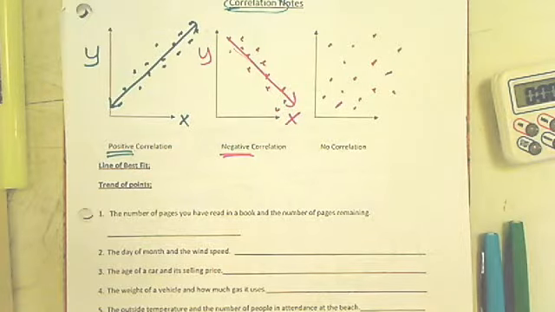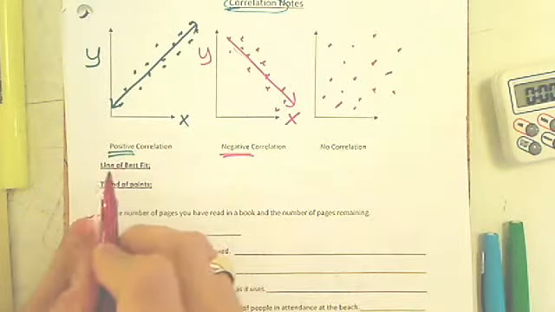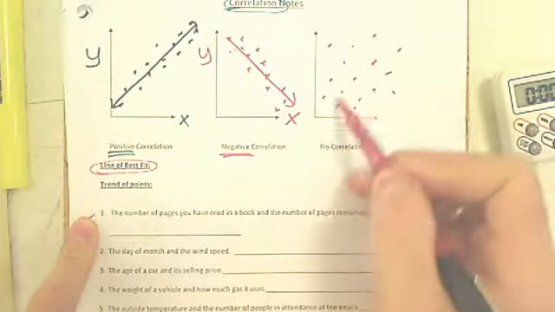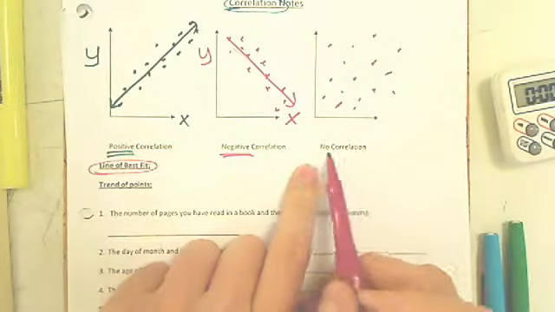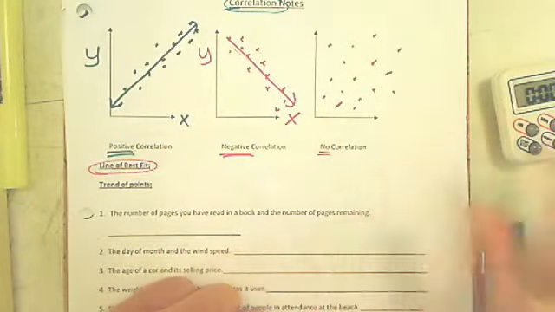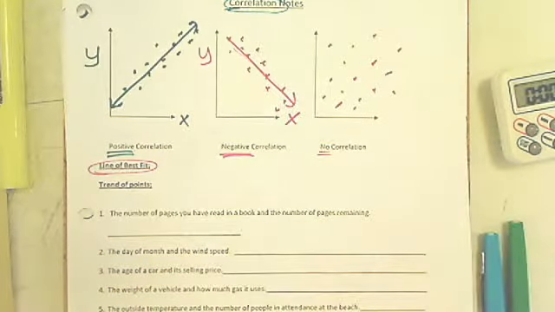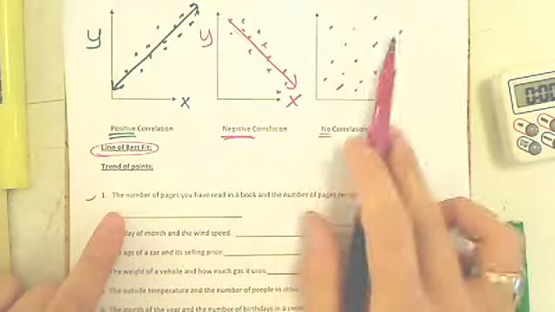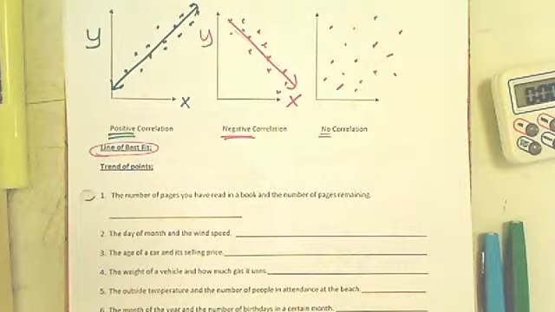So, the line of best fit is the line that tells you positive or negative. And with no correlation, I can't draw a line. There's no relationship. Everyone's kind of random. Okay? So the trend is really a positive or negative trend. This is a college level topic right here. I just learned this last week.